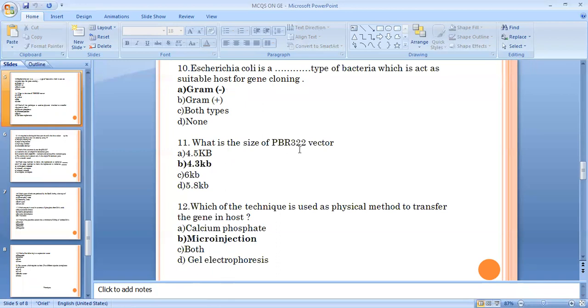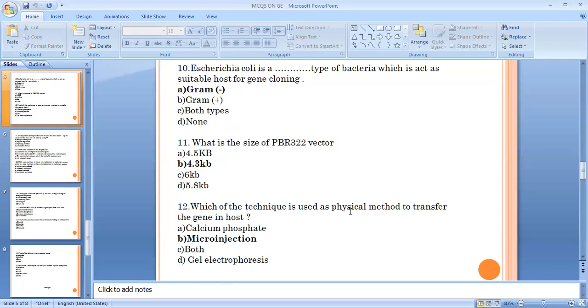What is the size of pBR322 vector? Your options are A 4.5 kb, B 4.3 kb, C 6 kb, D 5.8 kb. So right answer will be here 4.3 kb. Friends, we know the actual size is 4363 base pairs. So we can write here 4.3 kb. Next question is going to you.